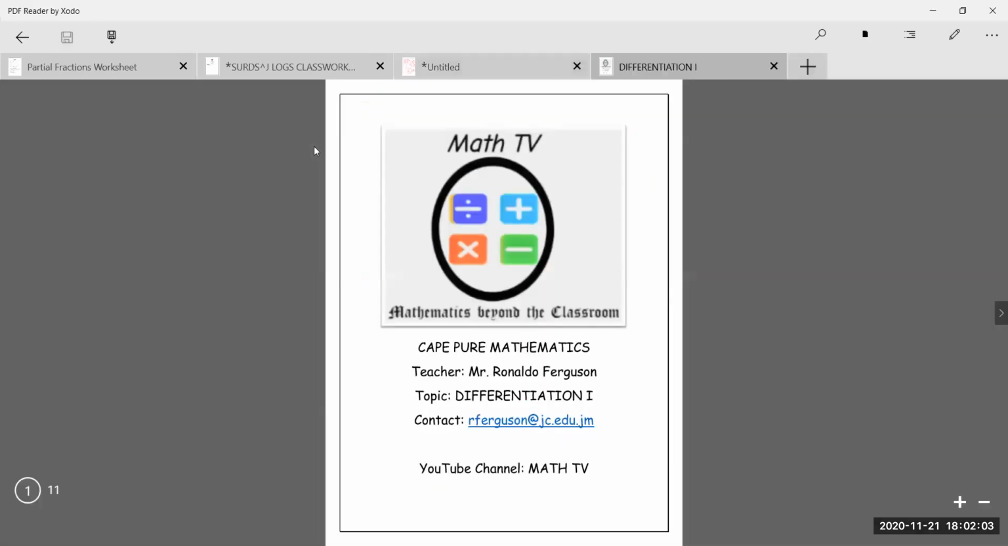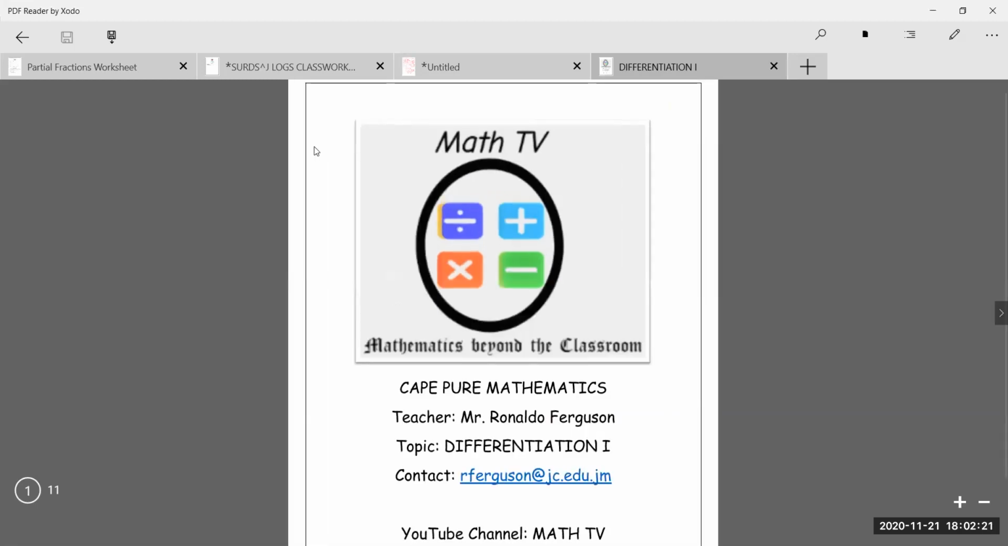So today we're starting differentiation. All right. And before we can start differentiation on the unit 2 syllabus, we have to look at differentiation from unit 1. All right, so we're going to look at the basics of differentiation. All right, so that's what we're looking at right now.